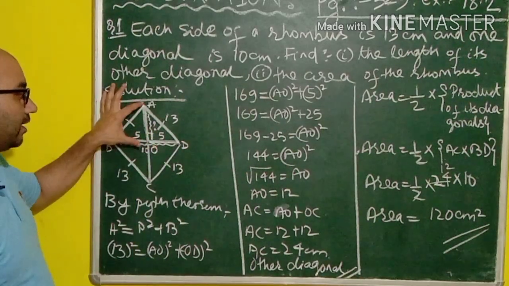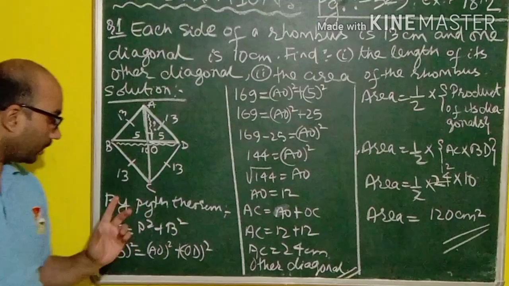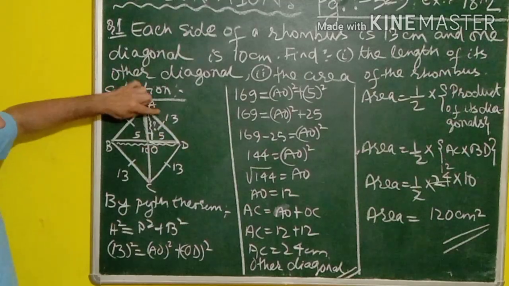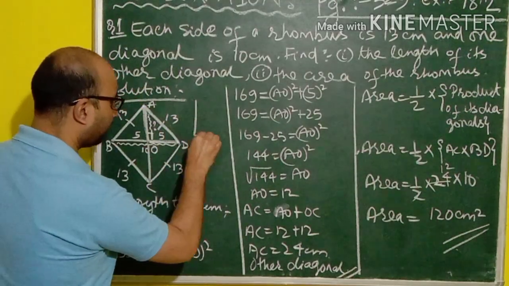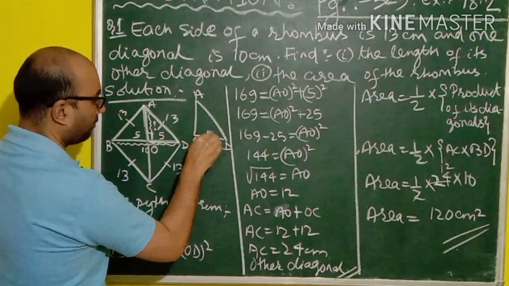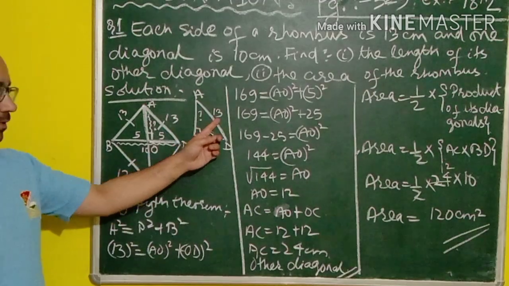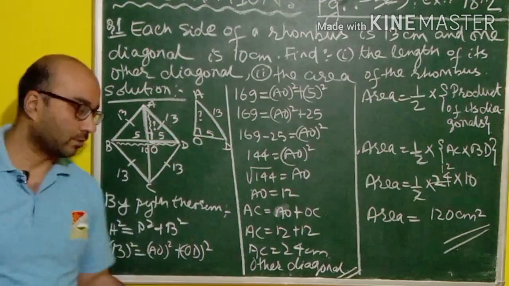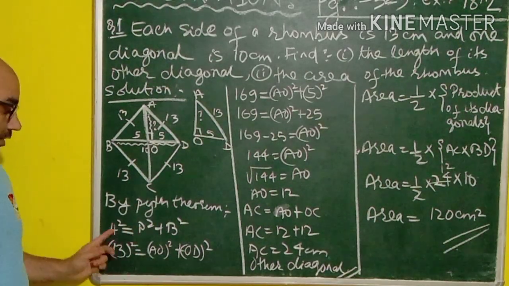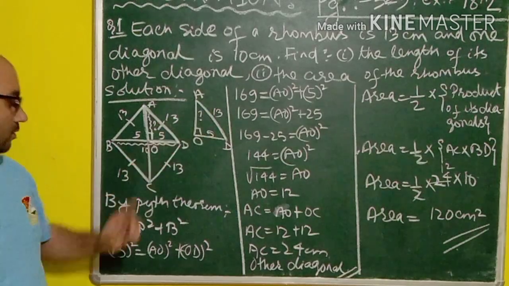We are interested in finding the length of AO, because to find AC we need to know AO first. That means we'll be using the Pythagoras theorem here: hypotenuse square is equal to perpendicular square plus base square. If I make this right angled triangle AOD separately, this is 5, this is 13, and this is the question mark, which we don't know. So our hypotenuse is 13, our base is 5, and the perpendicular we don't know. Hypotenuse square equals perpendicular square plus base square, so 13 square equals AO square plus OD square. Let us substitute the values.